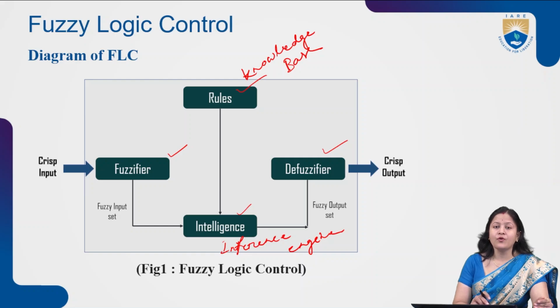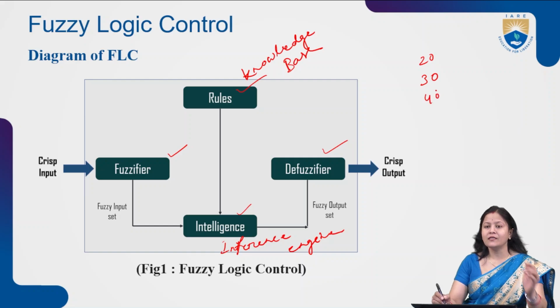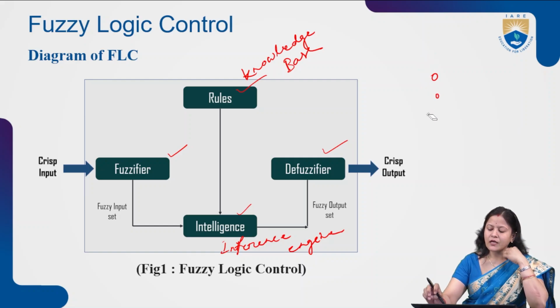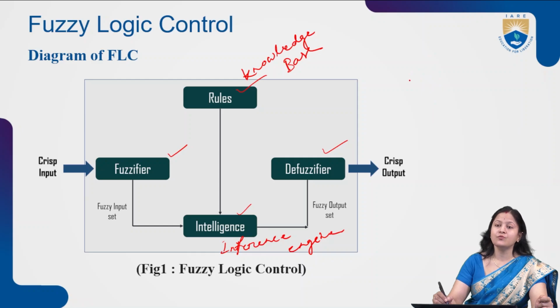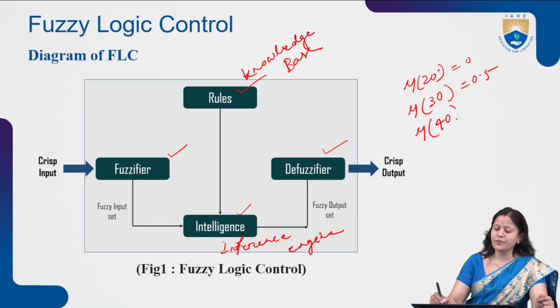The fuzzifier module always converts the crisp input to the fuzzy inputs. Crisp inputs means in the form of real numbers. It may be 20, it may be 30, or it may be 40, like this. Suppose I say the temperature is 20 degree. So 20 degree means I can write mu of 20 degree, it can be set to 0. Suppose mu of 30 degree, it may be like 0.5. And mu of 40 degree, let it be 1.